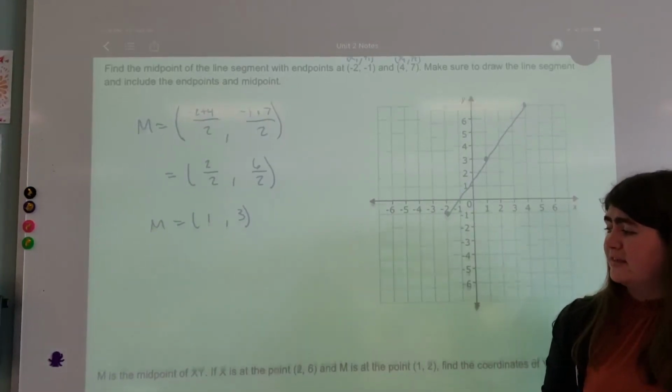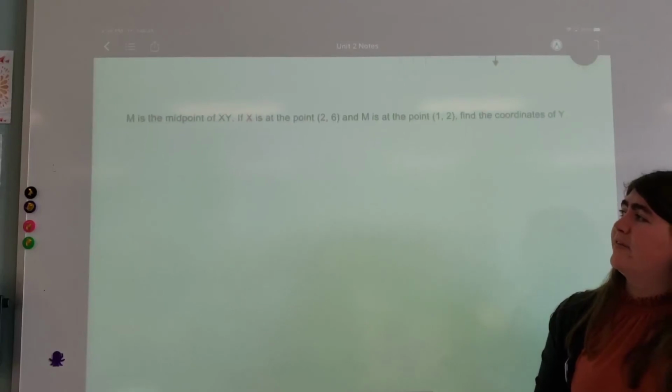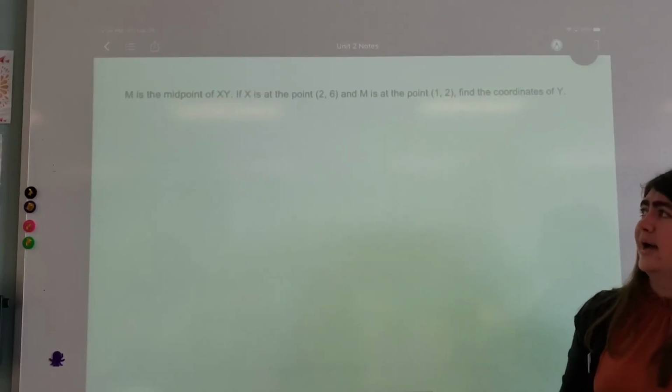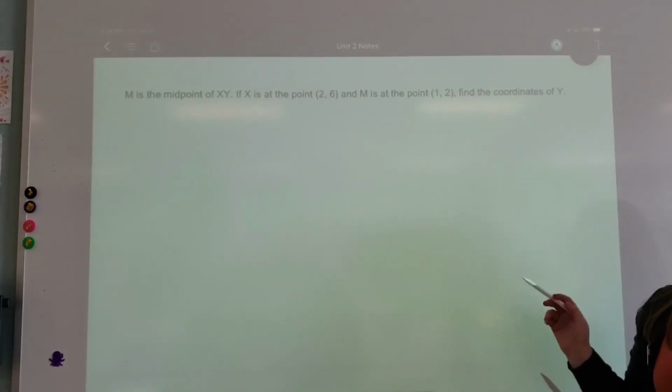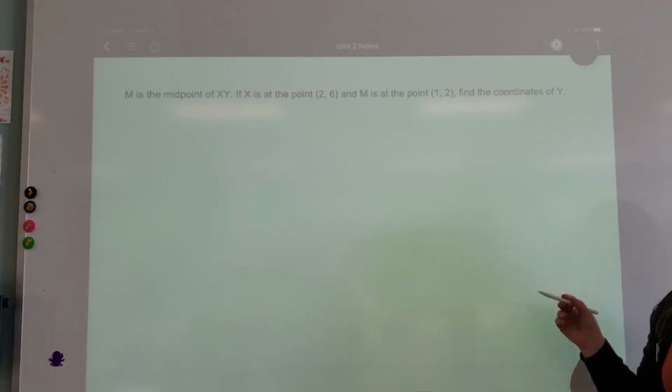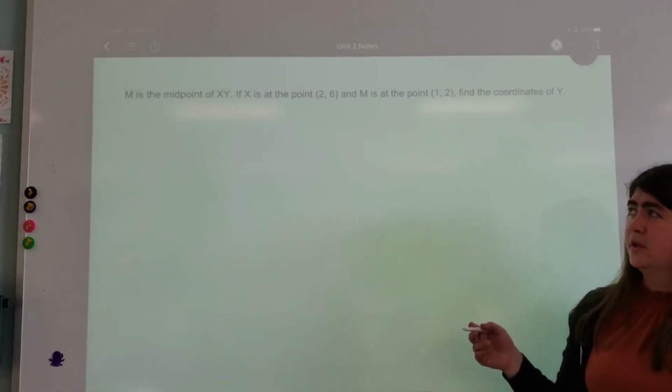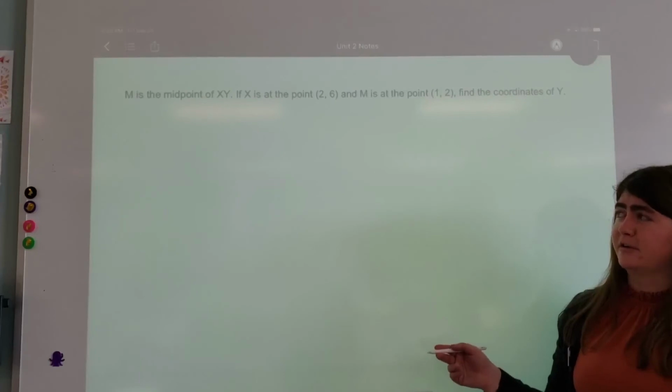All right, our last example today. We have M is the midpoint of XY. If X is at the point (2, 6) and M is at the point (1, 2), find the coordinates of Y. Okay, so let's break that down here a second.